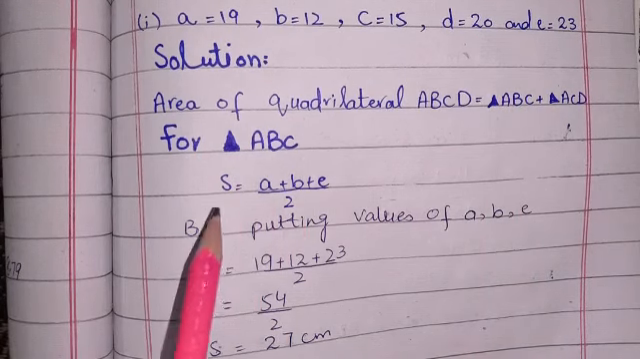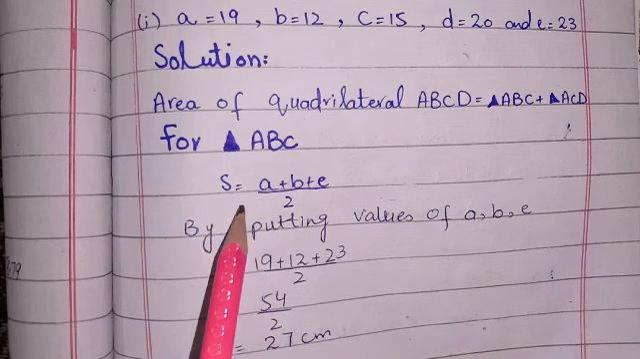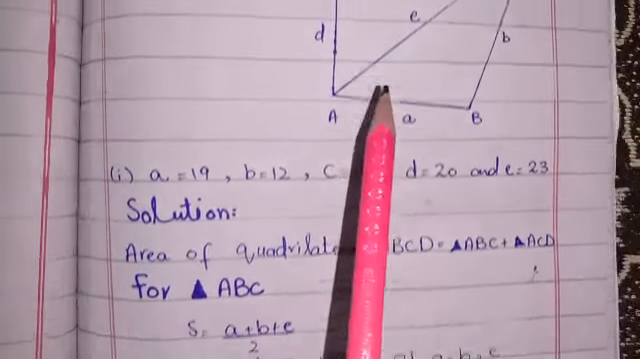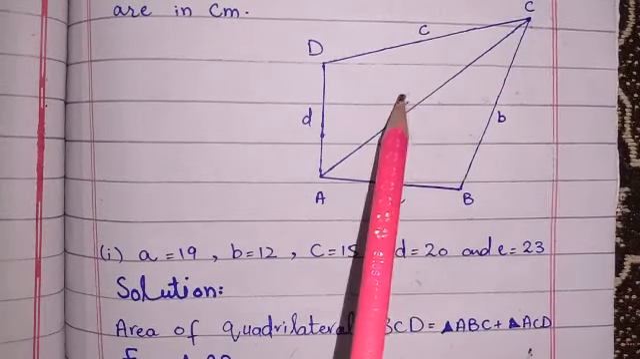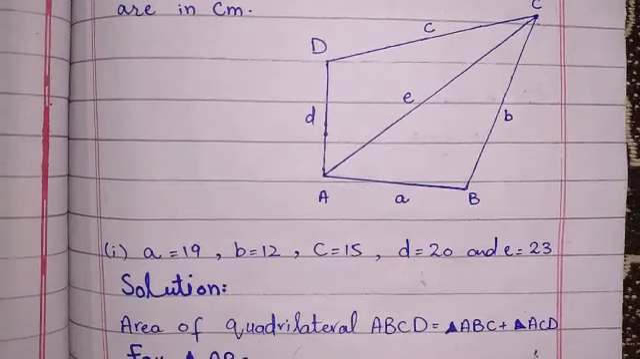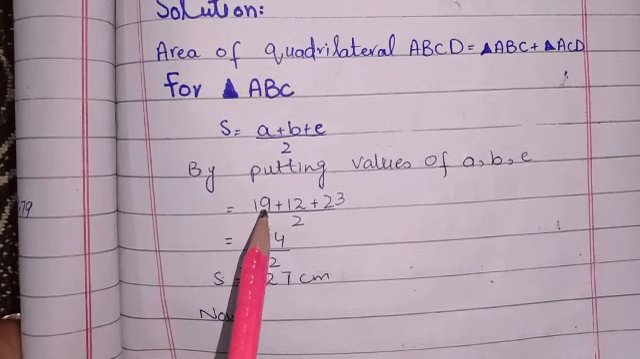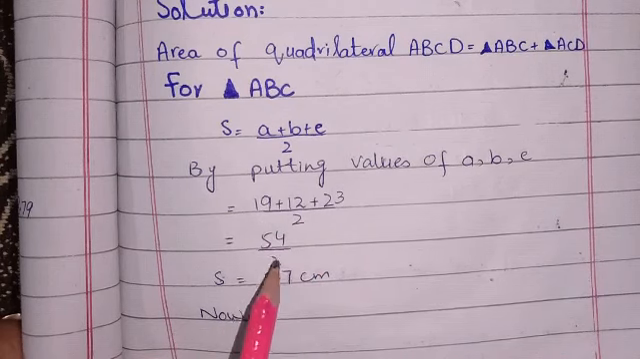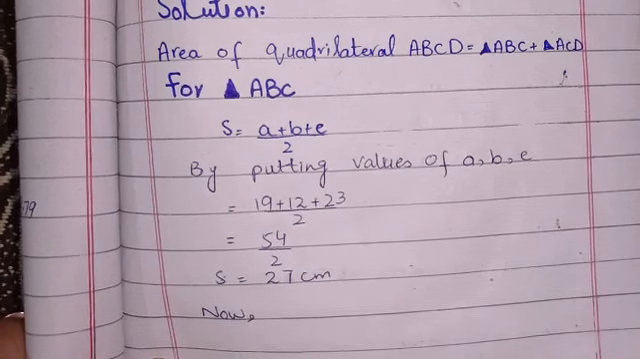For triangle ABC, for the application of Heron's formula, first we will find the value of S by using the formula (A plus B plus E) over 2, because triangle ABC consists of the measurements A, B, E. Now by putting the values of A, B and E, 19 plus 12 plus 23 divided by 2, the sum of the three values is 54, divided by 2, we got S equal to 27 centimeters.